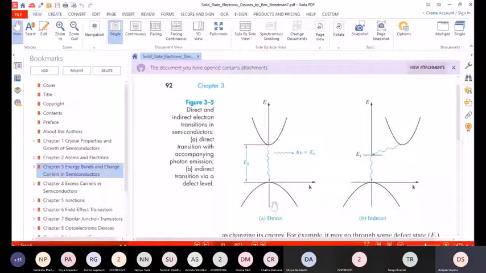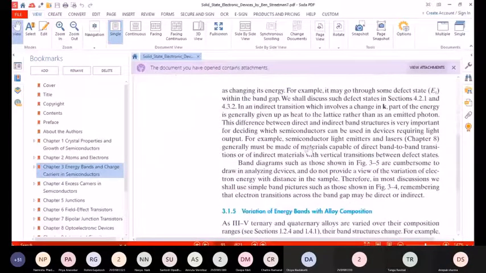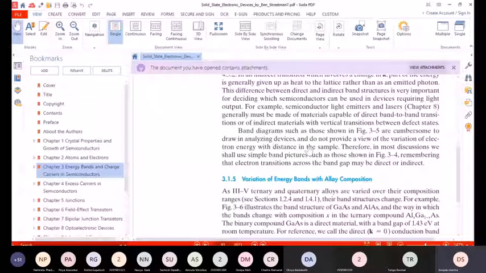Examples of direct band gap semiconductor materials are gallium arsenide, gallium nitride, etc., which are used in manufacturing LEDs. And examples of indirect band gap semiconductor materials are germanium, silicon, etc., right? Whatever we use in our daily life. So their heat will be liberated.